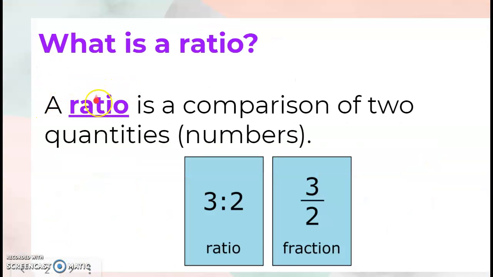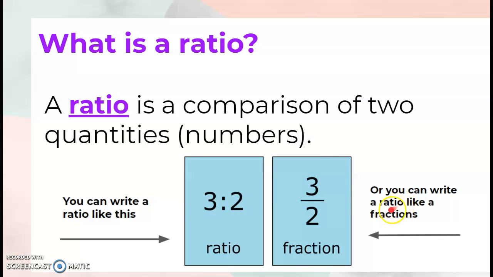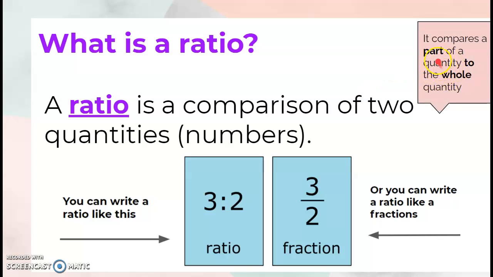What is a ratio? I'm going to go into the definition. A ratio is a comparison of two quantities, numbers. So if you see these two examples, you can write a ratio as a comparison, as a ratio 3:2. And you could also write a ratio like a fraction, 3/2. Don't forget, it compares a part of a quantity to the whole quantity. I repeat, it compares a part of a quantity to the whole quantity.